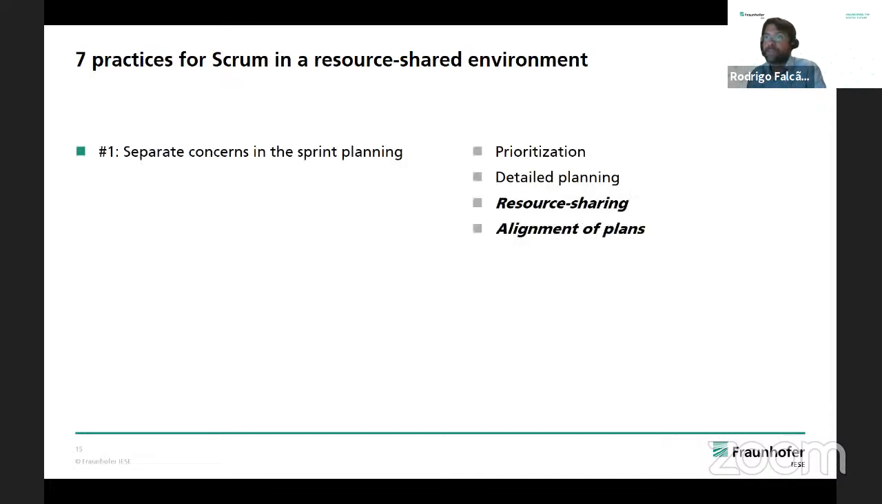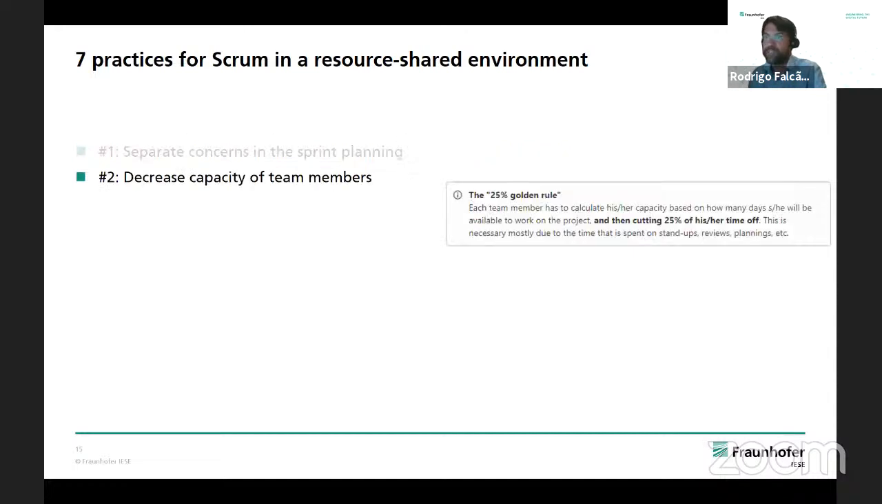One was to separate concerns in the sprint planning. Typically in Scrum, we have 2 major concerns in the sprint planning: the prioritization and the detail of the planning. And in this resource-shared scenario, we added explicitly 2 more concerns: resource sharing, so we have to tackle the situation that people are being shared, and an alignment of plans, because there was interdependency between the products that we are building within the sprint.